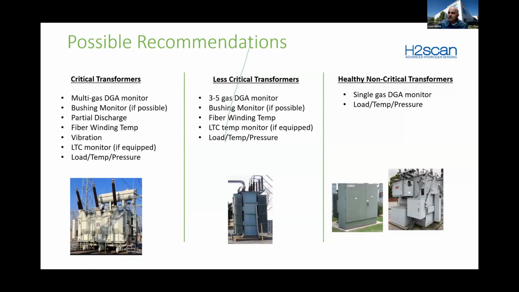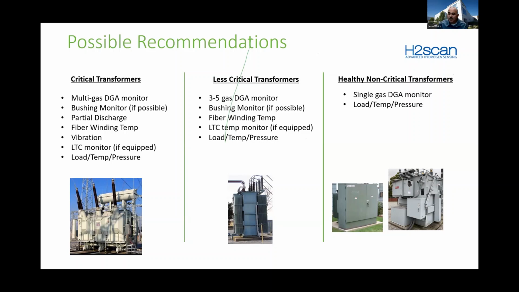And so this just provides some possible recommendations. This is kind of the trends you see for critical transformers. Of course, most everybody on 100 MVA and up, new transformers, they put some kind of multi-gas monitor on. Depending on the voltage, if bushing monitors are appropriate, bushing monitoring is very popular today. Partial discharge is becoming more and more popular.